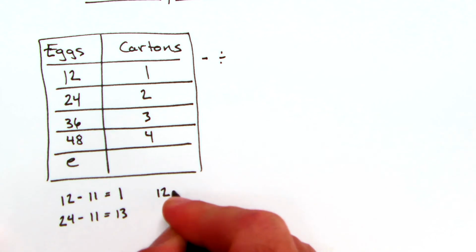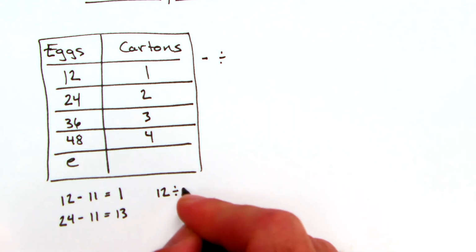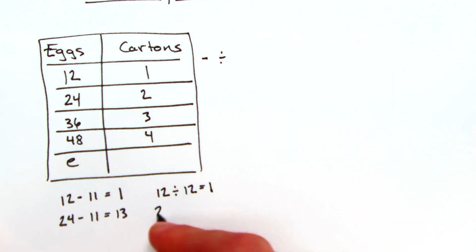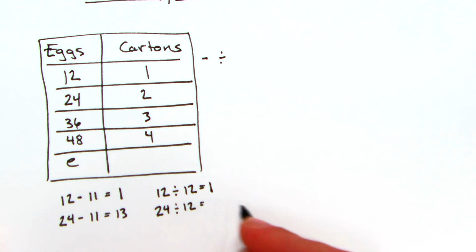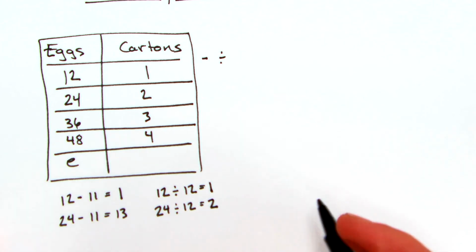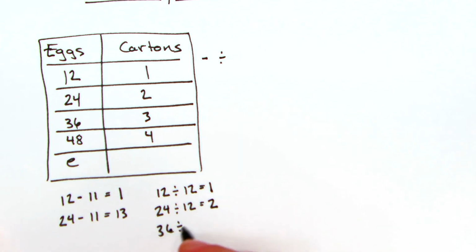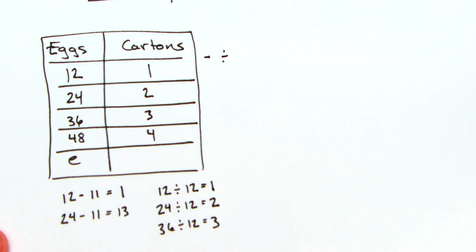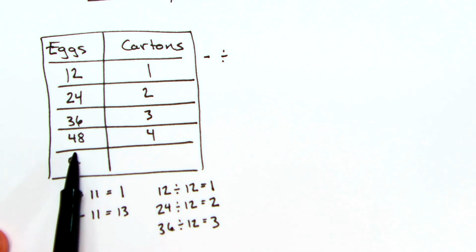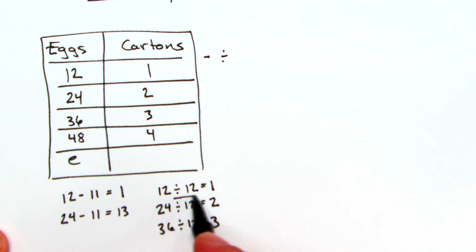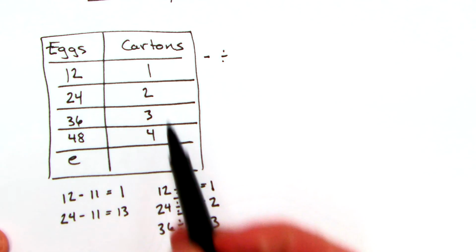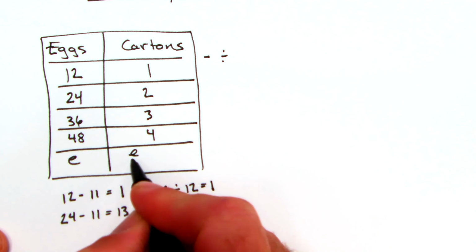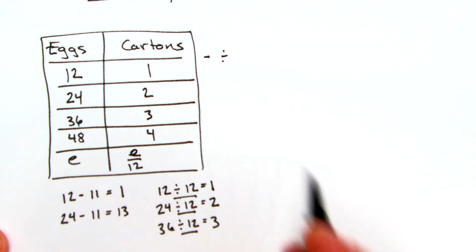So I think 12 divided by what gets me 1? Well, any number divided by itself will get you 1. Well, let's try 24 divided by 12. Well, that gets me 2, because 24 is twice the value of 12. Let's try 36 divided by 12. Well, that gets me 3. So that seems to work. So whatever my eggs number would be, I divide that by 12, you can see here consistently, and I get my cartons. So if it were E number of eggs, I'd have E divided by 12 to get my cartons.